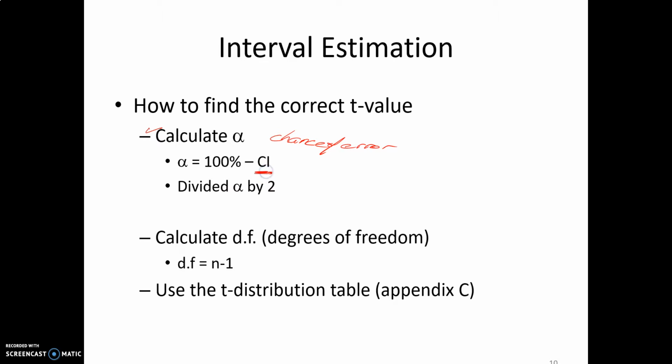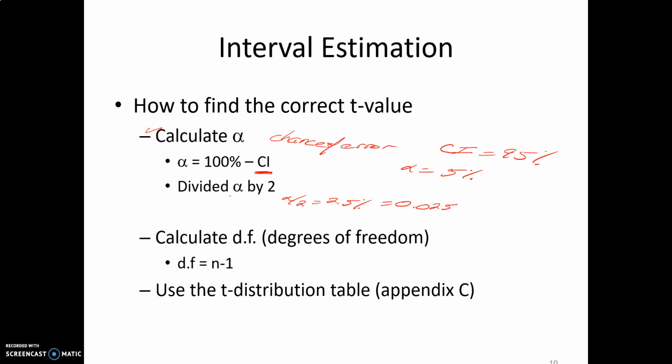The confidence interval value is given to you. It's going to state, for example, build a confidence interval for 95%, or build a 95% confidence interval. Alpha then will be 5%. So if the confidence interval is given to you as 95%, alpha is going to be 5%, 100% minus that 95%. For confidence intervals, we always divide alpha by 2, so in this case alpha divided by 2 is 2.5%, or as a decimal, 0.025. So that's one thing we have to calculate before we can find the correct t-value.